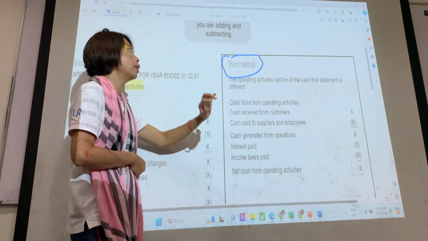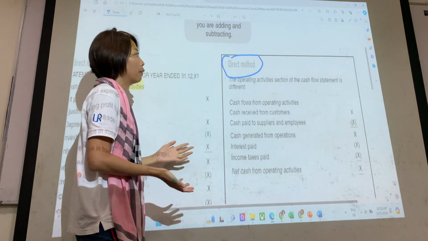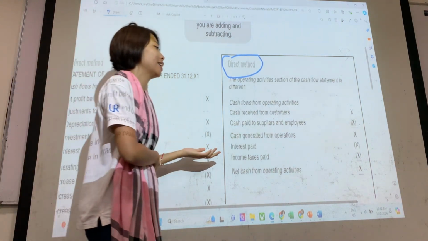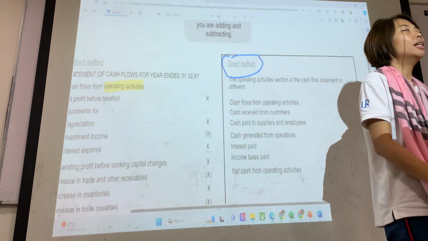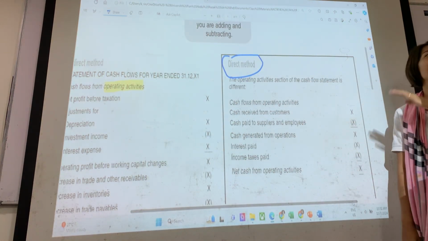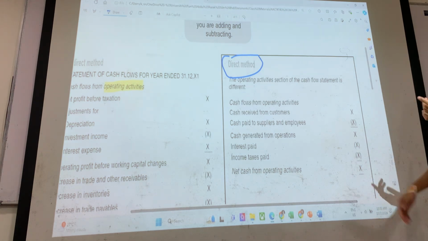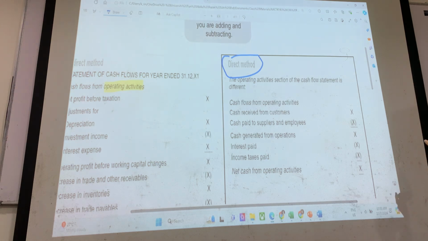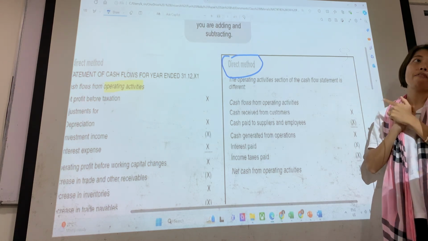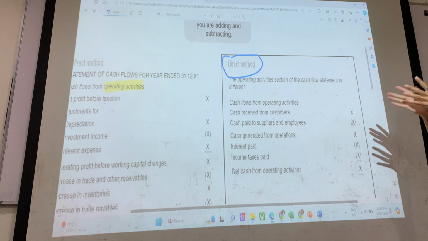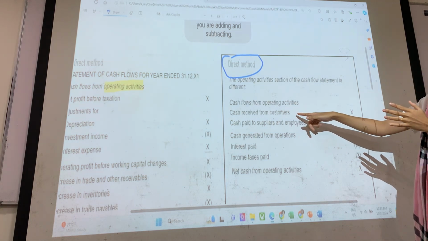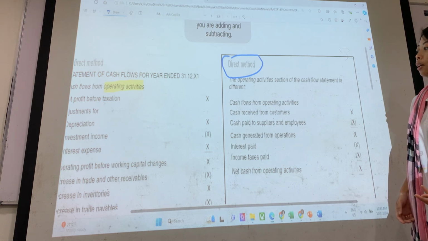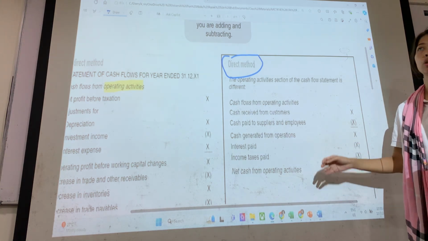Because IAS 7 encourages company to use direct method for operating activities, but 99% will still use indirect method because direct method is for perfectionists. It's very, very tedious in reality. In exam, very easy because they will only give you a few things like sales, trade, debtors, exactly like the one you have test in FAFO. Okay, so direct method, directly you can see money coming in because customer pay you, money going out because you pay your employer and supplier, you pay interest, you pay income tax. So this is direct method.